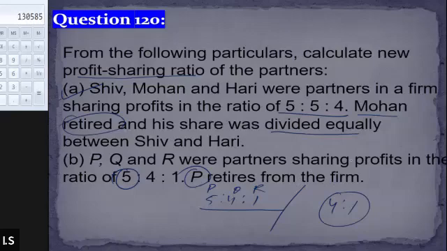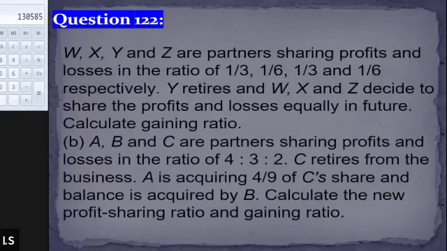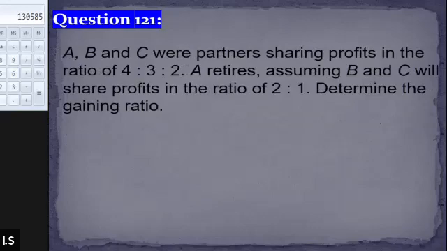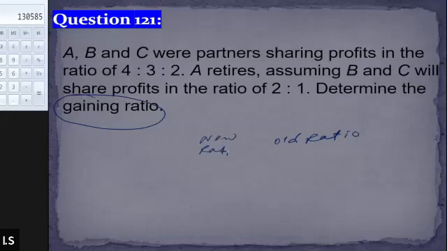Okay. All right. So I'm giving you one question for your homework as well. Question number 121. Take the screenshot of the question, please. In this question, you need to determine the gaining ratio of the partner. And how do you calculate the gaining ratio? Simply by subtracting the old ratio out of the new ratio. Got it, Aman and Sania? Yes, sir. Okay. Take the screenshot of the question, please. This will be your homework.